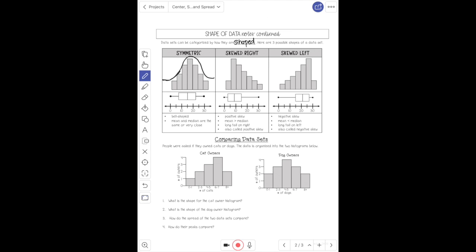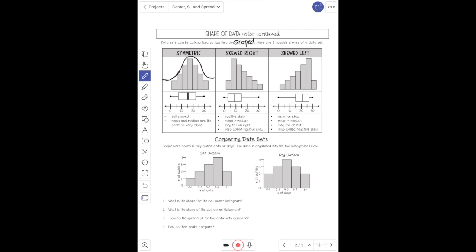We have that really tall section and they go down symmetrical on each side. Same thing with my histogram. My median is very much in the middle and each section is very evenly spaced out. The mean and the median of a symmetric shaped data set are going to be very close to each other.